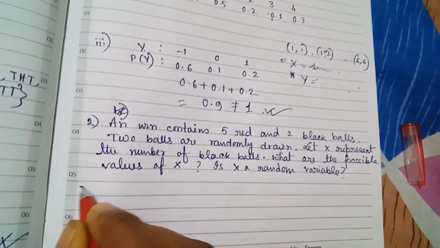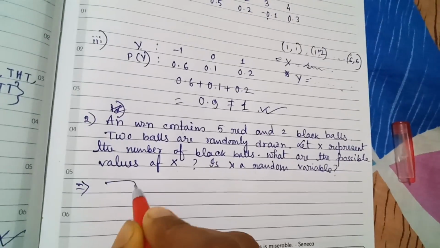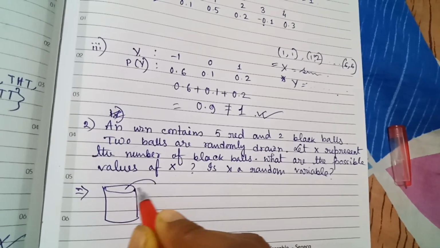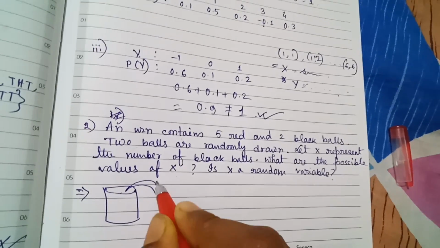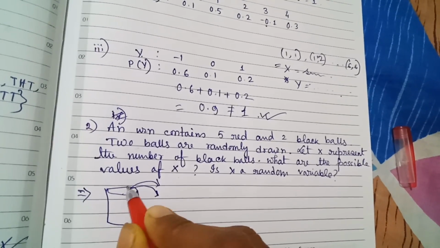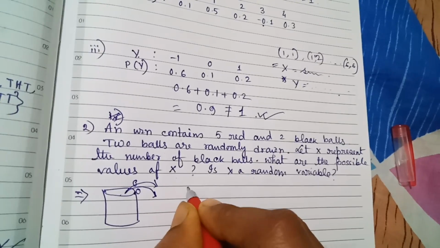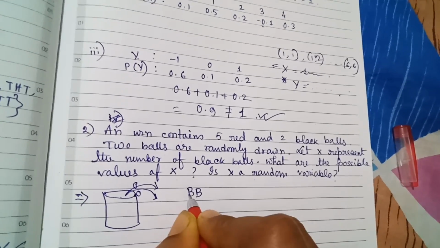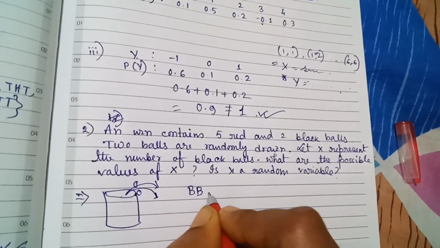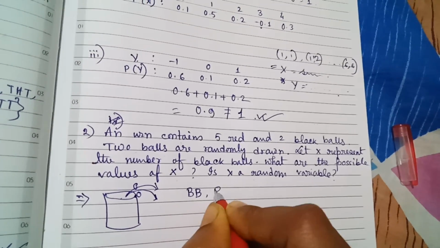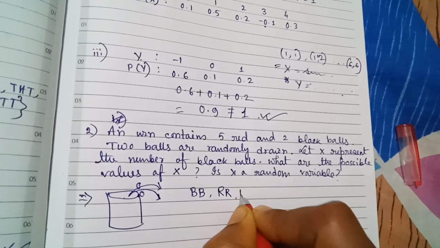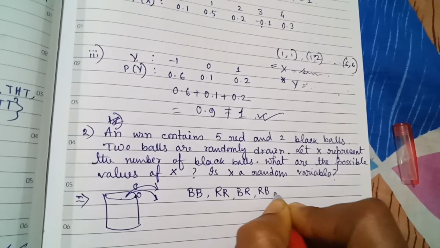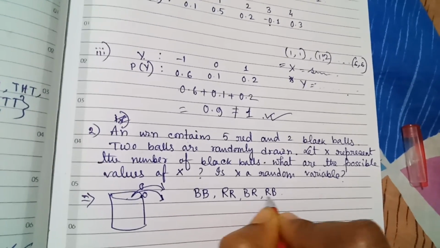So look, 2 balls are drawn from the urn. First ball and then second ball. So what are the possibilities? The possibilities are that both the balls can be black. B stands for black and R stands for red. Both the balls can be red. First ball black, second ball red, first ball red and second ball black. So there are only 4 possibilities.